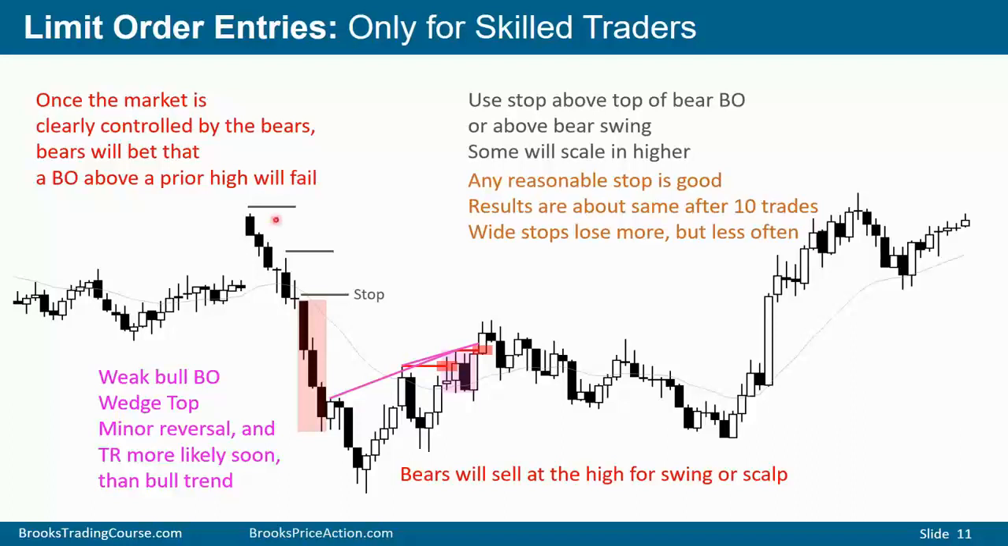All 3 of these are reasonable stops, and the wider stop loses more when it's hit, but it loses less often. It gets hit less often. And after you take 10 similar trades like this, your results will be the same whether you use the tighter stop, lose a little bit more often, or the wider stop, lose less often. So any reasonable stop is okay.